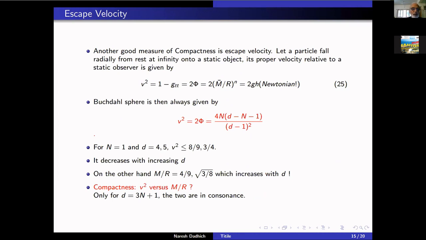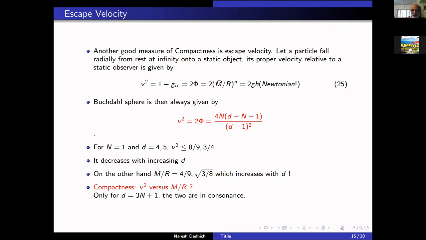So another measure of compactness could be your escape velocity. Let's consider a particle at rest falling from infinity. What velocity will it acquire? The proper velocity relative to a static observer turns out to be equal to twice the potential, 2 phi. And this is the same as twice GM Newtonian. And it is for this reason that the Newtonian theory also gives you the same R equal to 2GM by c squared, the Schwarzschild radius.